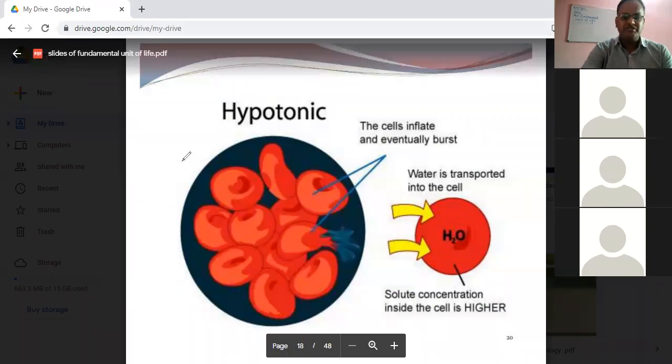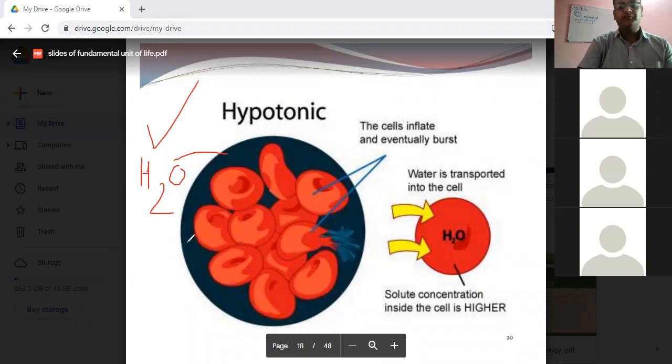Now, if the medium surrounding the cell has more H2O, that is, a higher water concentration, then what will happen? The water from the region of higher concentration will move toward the region of lower concentration. That means the water concentration in the cell is less. So it moves from the region of higher concentration toward the region of lower concentration, that is, from the external medium into the cell.